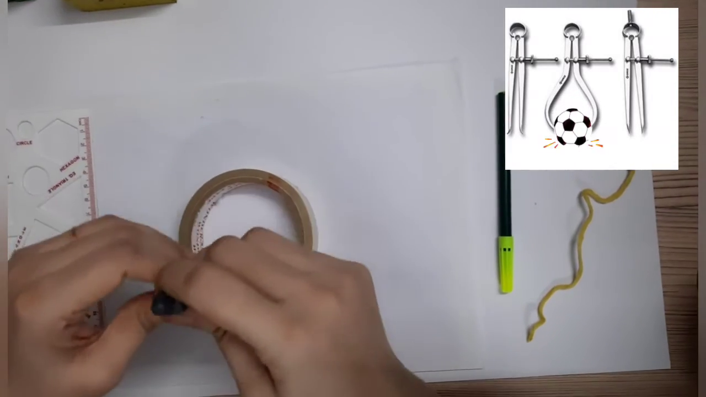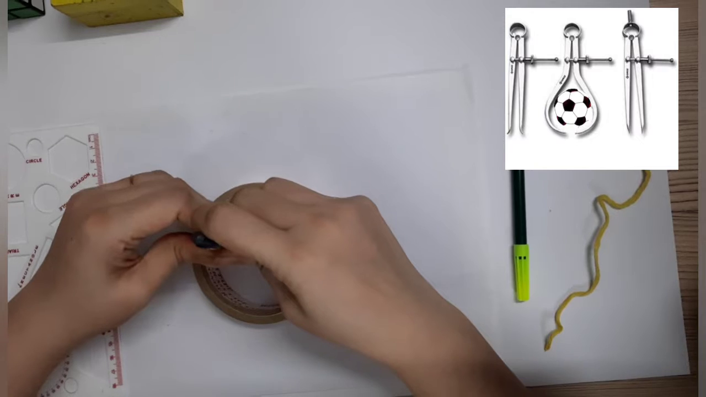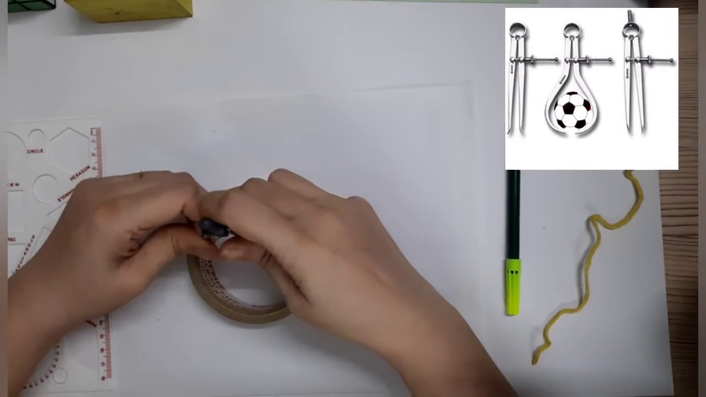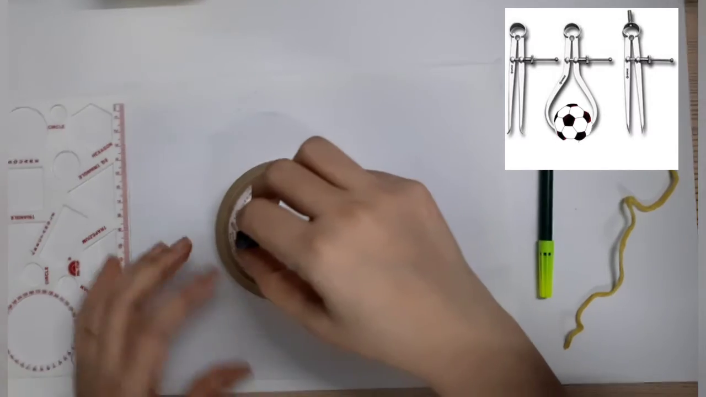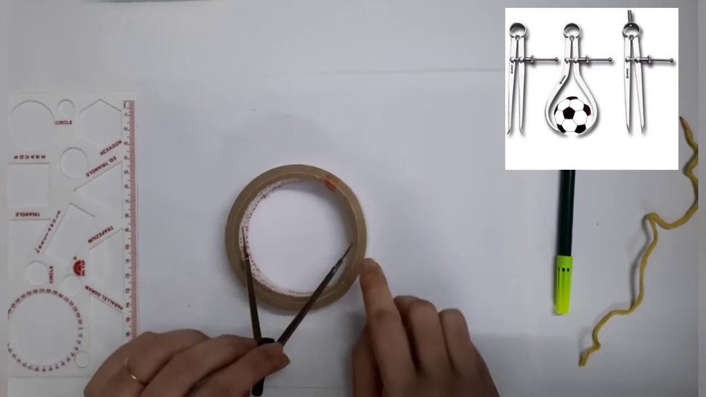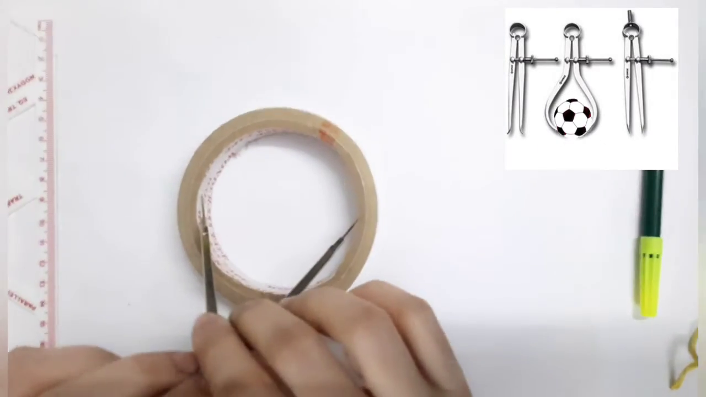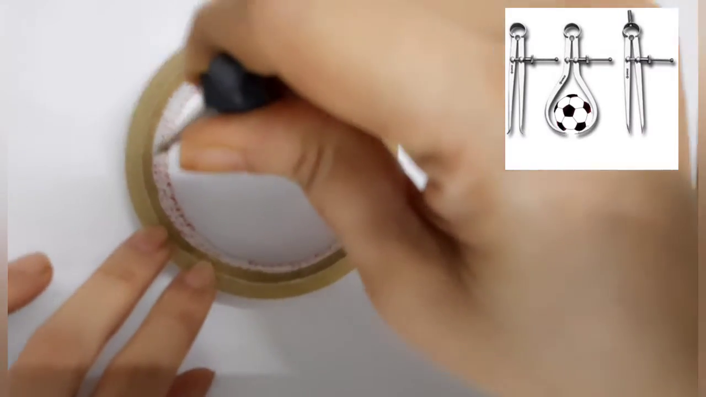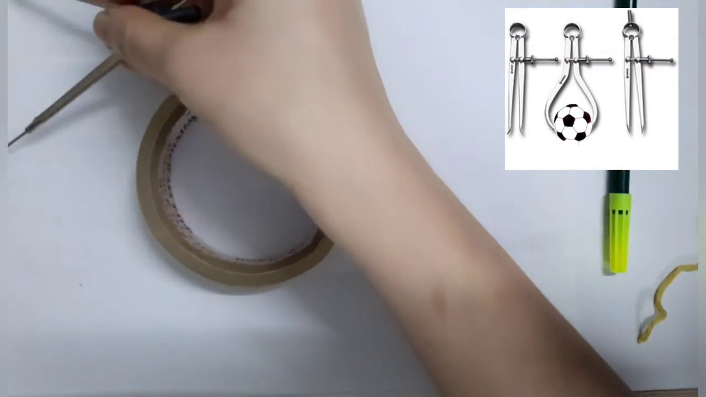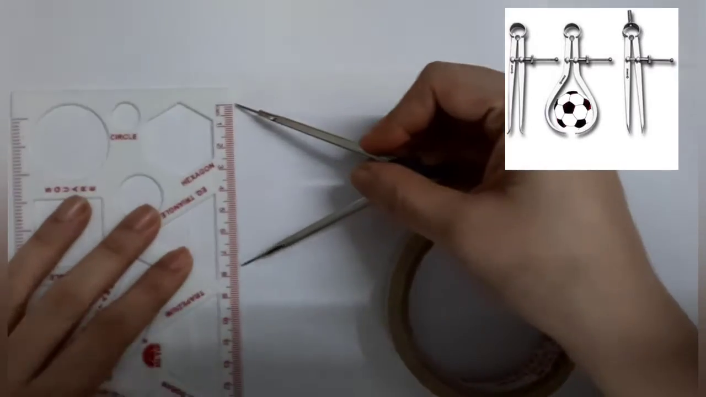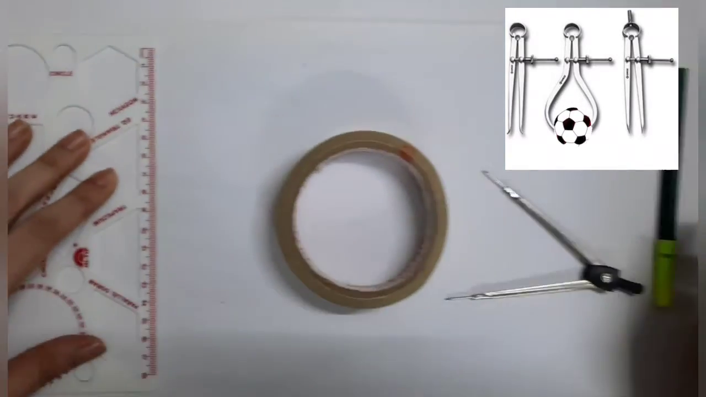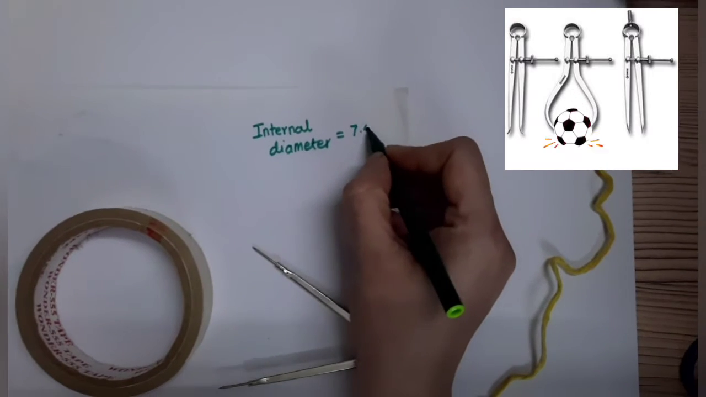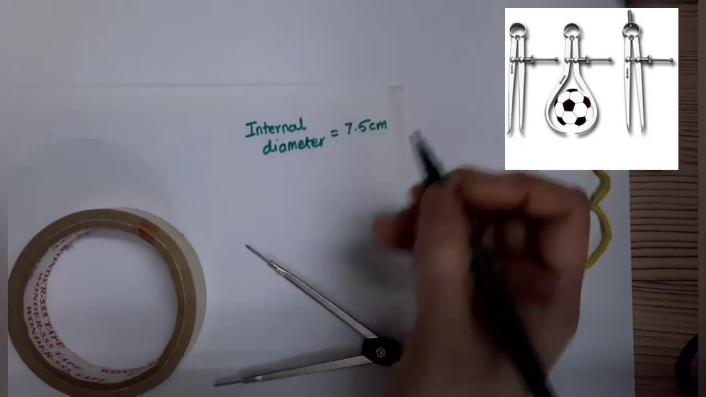Now what will I do? First thing, I will measure the internal length of this by touching the points to the wall. Here you can see, by touching the point to the wall, I will measure it. It is coming as 7.5. I will note it down. Internal diameter is 7.5 centimeters.